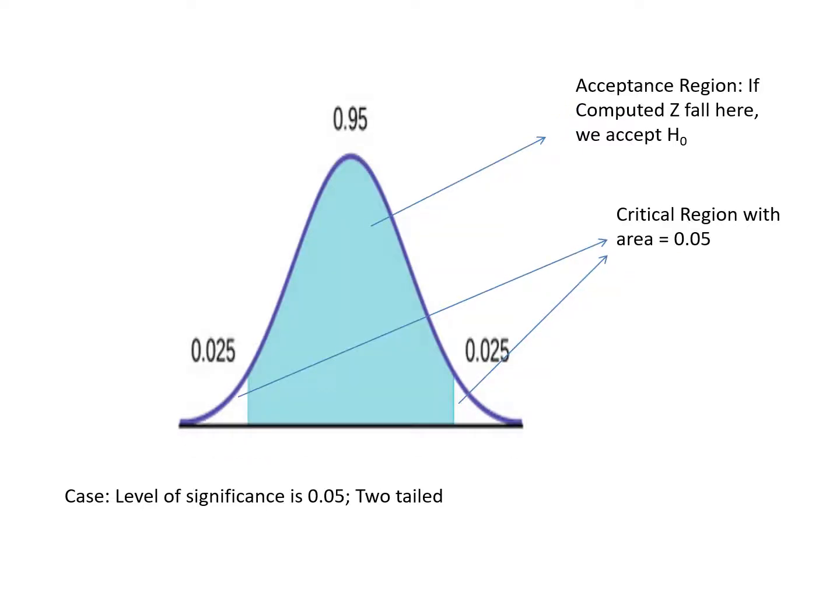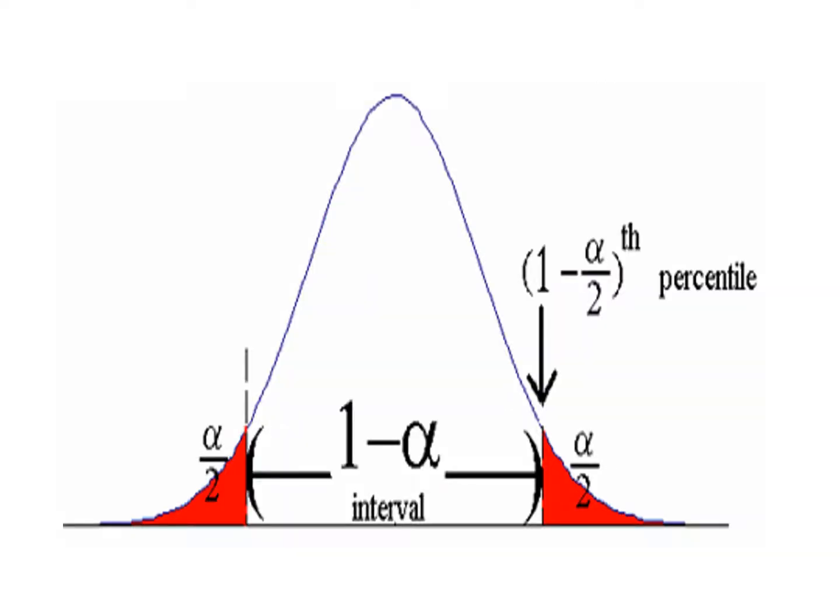Another similar graph here, alpha is 0.05, and if you see the two white portions on either side, they form the critical region, a total alpha of 0.05. 0.95 is the area of the acceptance region, and if computed Z falls here, we accept H0. Once again, a similar kind of graph, that is your alpha is 0.05, suppose. So the two areas will be 0.025, and 1 minus alpha will be the area of the region in the center, that is the acceptance region.